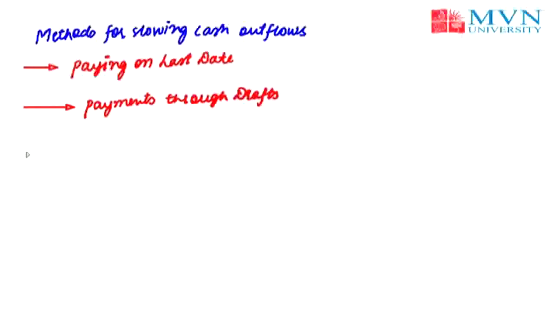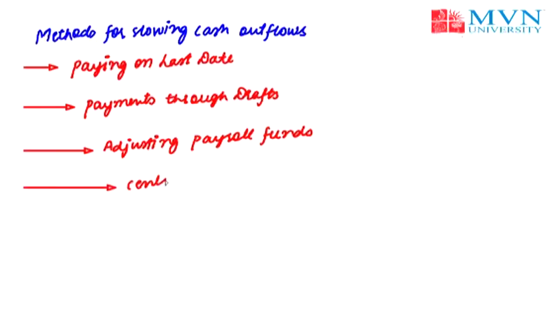A company can also use methods like adjusting payroll funds, and it can be done by reducing the frequency of payments. If the payments are made weekly, then this period can be extended to a month. A company can also go for centralization of payment. That is, the payment should be centralized and the payment should be made through drafts or checks. So the firm may use these kinds of methods so as to maintain optimum cash balance in an organization.